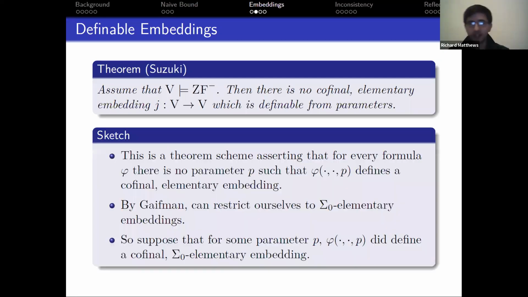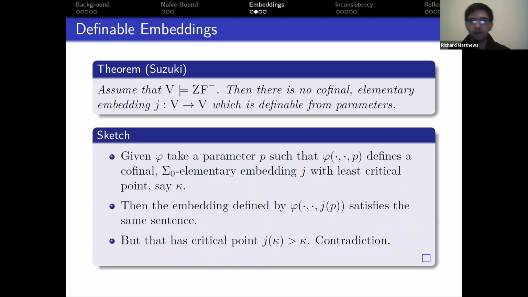So just to sketch the proof. This is obviously going to be a theorem scheme. We assert that for every formula phi, we can't find a parameter p such that phi of p defines a cofinal elementary embedding. By Gaifman, we can restrict ourselves to a Sigma_0 embedding. So suppose for a contradiction that for some parameter p, we could find such an embedding. Given this parameter p such that phi(p) defines a cofinal Sigma_0 elementary embedding, we can take one with least critical point, which would be kappa.